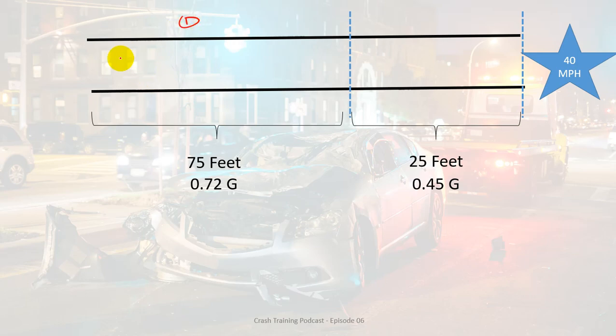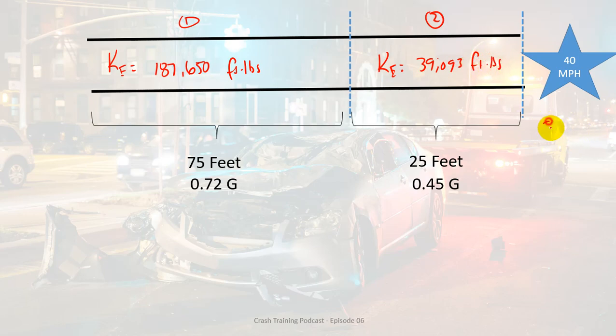I'm going to say at surface 1, my kinetic energy is 187,650. All right, surface number 2, my kinetic energy is 39,093 foot-pounds, and then at number 3, at airborne, my kinetic energy was 185,333. So now I can just add these up. I can add surface 1 plus surface 2 plus surface 3, and then I can figure out what the total amount of energy is at the start of that skid.